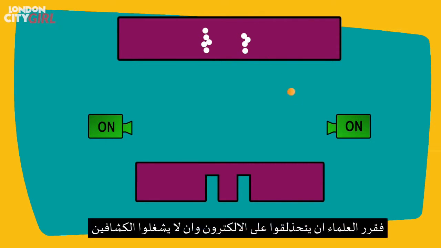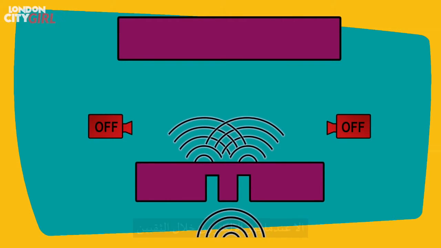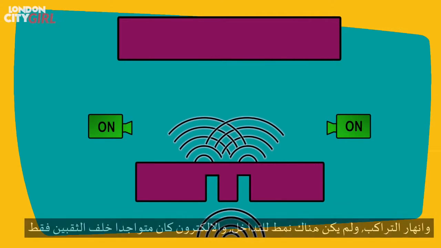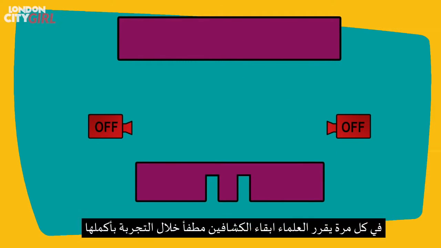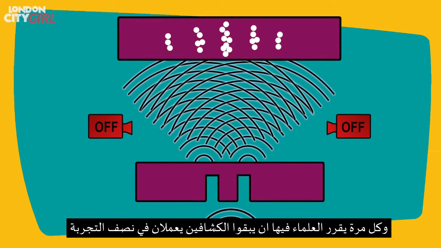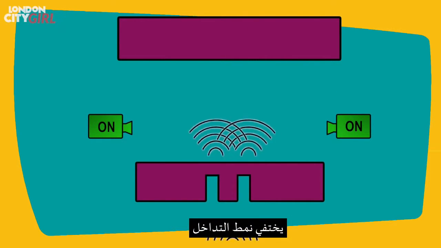So the scientists attempted to outsmart the electrons and decided not to have the detector switched on until after some of the electrons had passed through the slits. But even when they did that, the electrons somehow knew that the scientists were going to switch the detectors on, and the superposition collapsed. There was no interference pattern and electrons were only found behind the slits. Every time the scientists decided to leave the detectors off for the whole of the experiment, the interference pattern emerged, and every time the scientists decided to turn the detectors on midway through the experiment, the interference pattern no longer appeared.